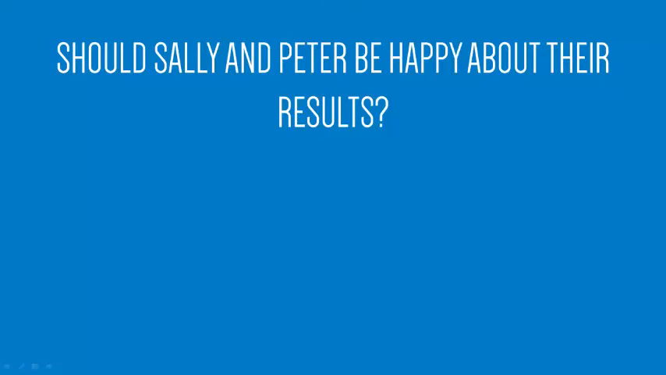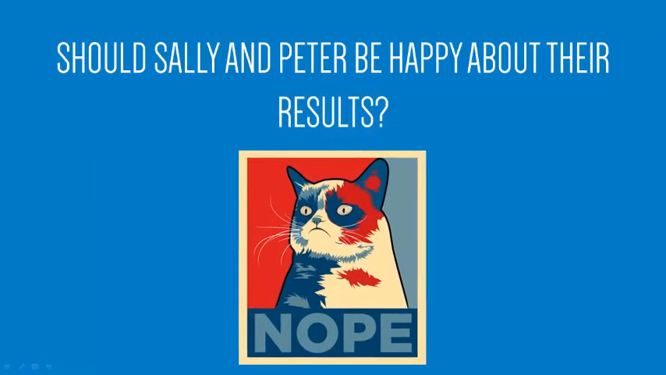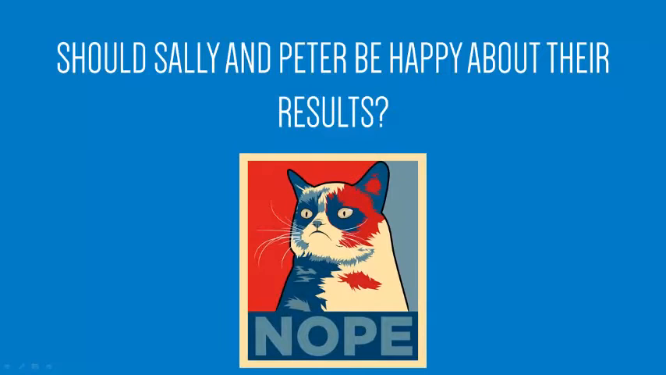So now the question here is, should Sally and Peter be happy with these results? They're great numbers, right? Grumpy Cat's going to say no. He's going to say nope. Sally and Peter should not be happy with the results that they saw.